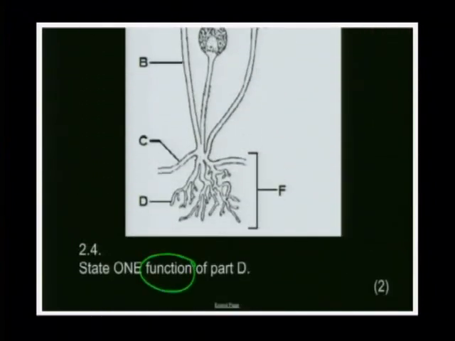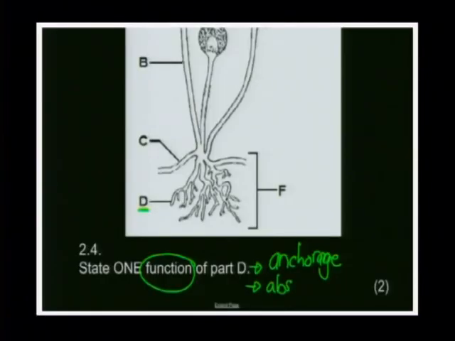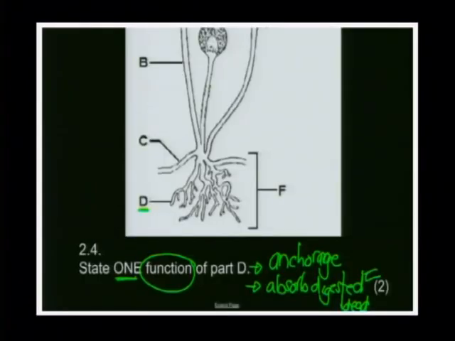1 function of part D, and remember I mentioned that right at the beginning. You can, of course, say anchorage because it does hold the bread mold onto the bread. But more importantly, it's going to absorb digested bread. Remember, that is how the bread mold gets its nutrients: it gives off digestive enzymes, the bread is broken down, and the digested bread is sucked right back up again. 1 function, either one of those, for 2 marks.